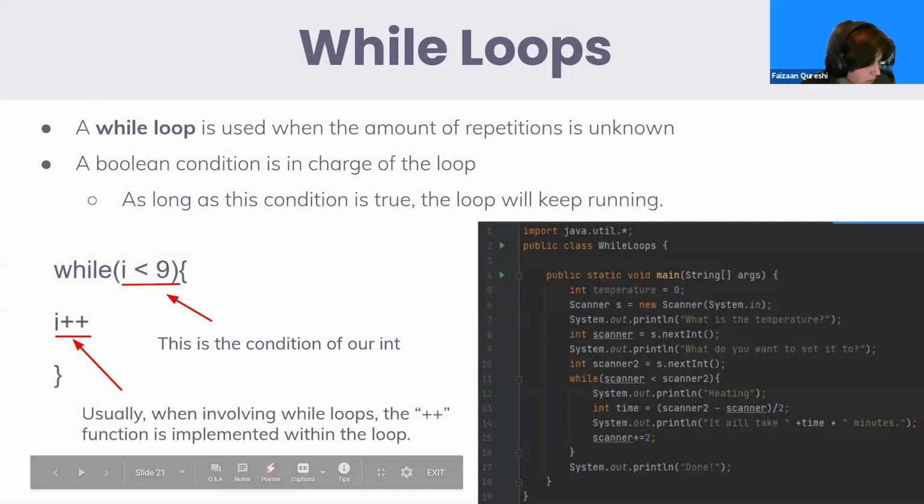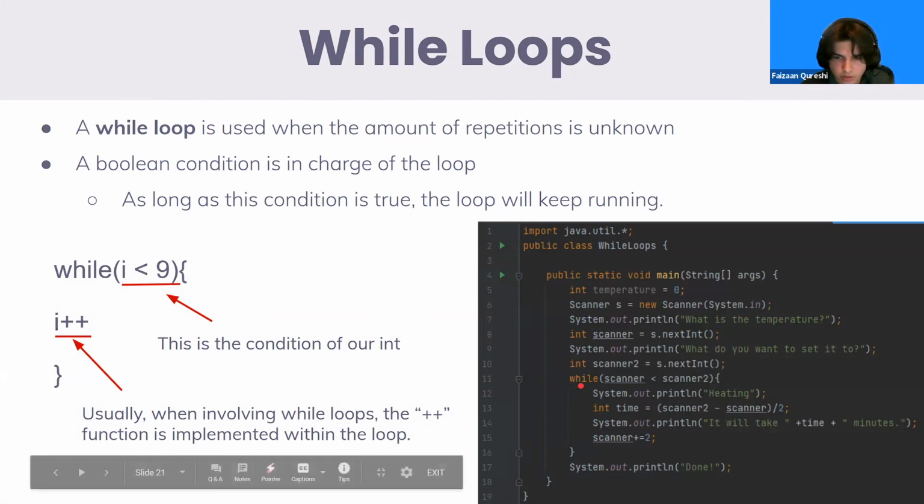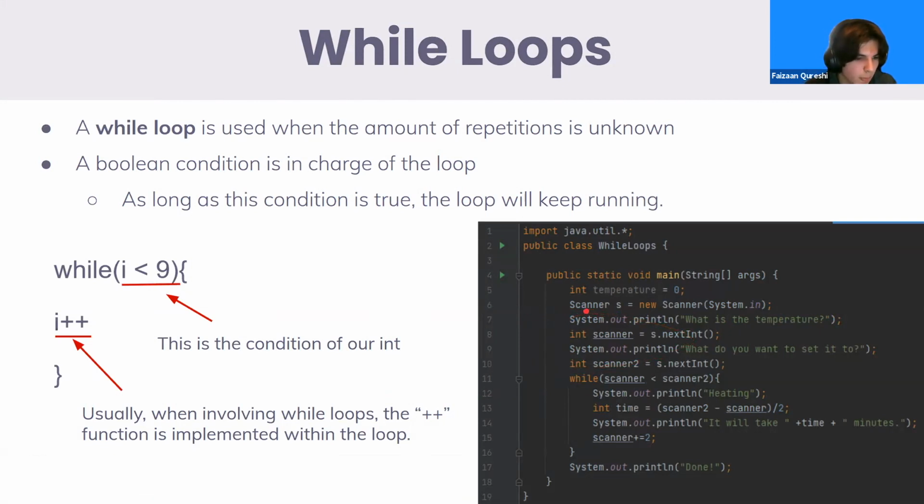All right, so while loops. While loops are used when we don't know how many times we want to repeat. So it's used when the amount of repetitions is unknown. Let's say, for example, we want to increase the temperature in a house when we want to heat it, and we don't know the initial temperature, but we know the temperature we want to heat it to. So what we can say is while the temperature is less than the temperature we want to set it to, it will increase. That's just an example of how you can use a while loop.